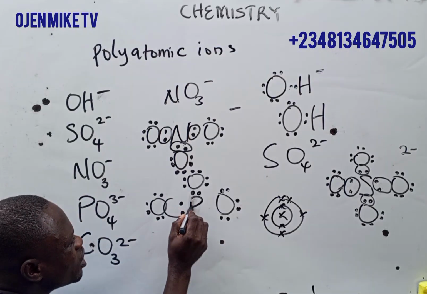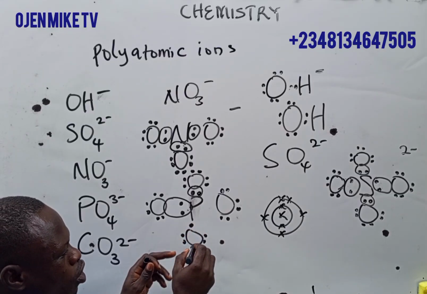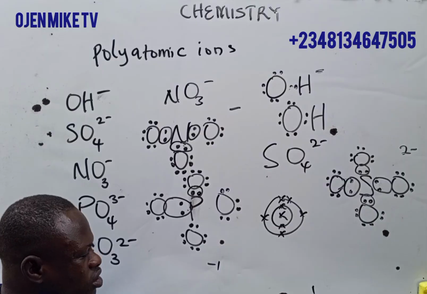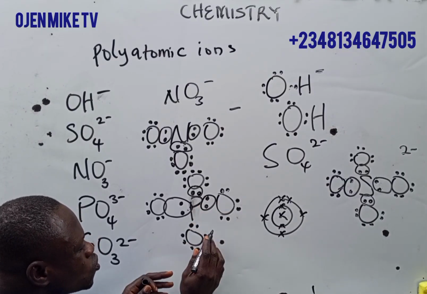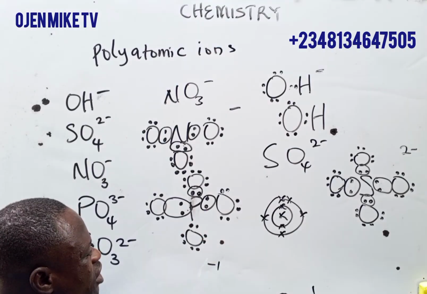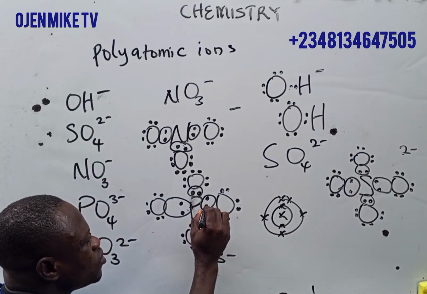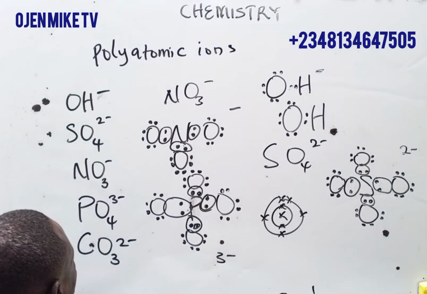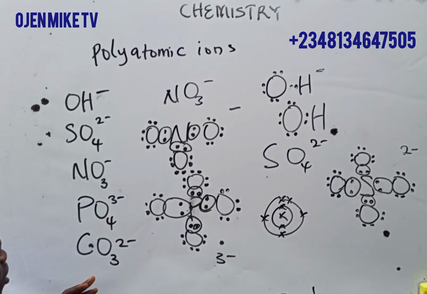So here has already been taken care of. Here has been taken care of. Here you need how many to complete? 1. You get that? Need 1, that is minus 1. Here you need how many? 2 to complete. So the total electrons needed is 3. 3 minus. So it needs 1, 2, 3, so that all of them can be complete. That is why this polyatomic ion is written like this. Understand what I've just done here?